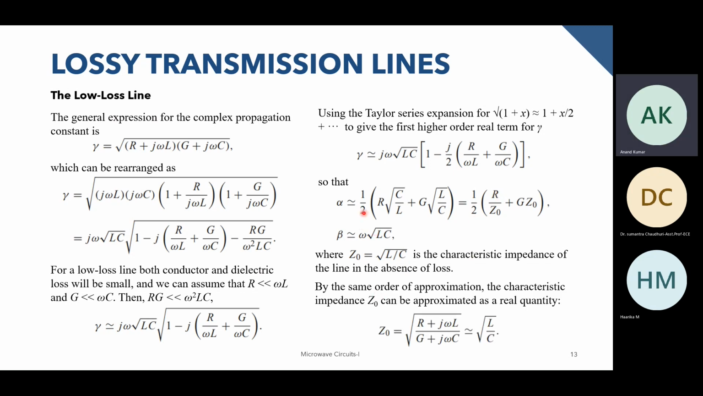Now, using the same approximations, we again had the approximation R is much smaller than omega L and G is much smaller than omega C. Using that, we can ignore these terms R and G. So we end up with the characteristic impedance equal to root under L by C. So again, the characteristic impedance can be approximated to be the same as the case of the lossless line, but the propagation constant will have some attenuation constant again.